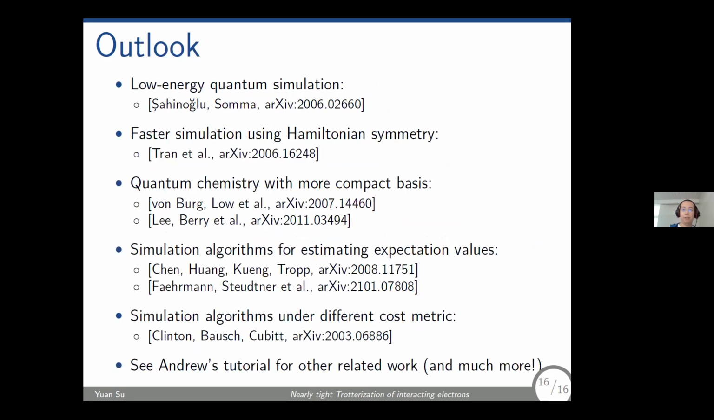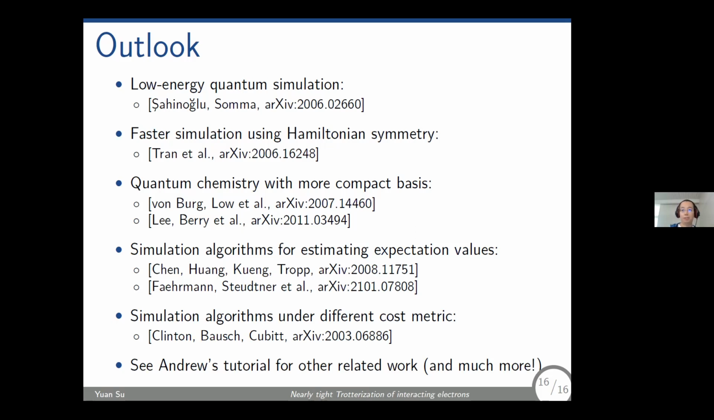Okay, so finally, here are some possible directions that maybe one can think about for future work. There's a very nice talk on low energy quantum simulation earlier this week. Actually, the problem there is more challenging because the elementary exponentials do not preserve the low energy subspace. But it's very nice that people are making progress in this direction.